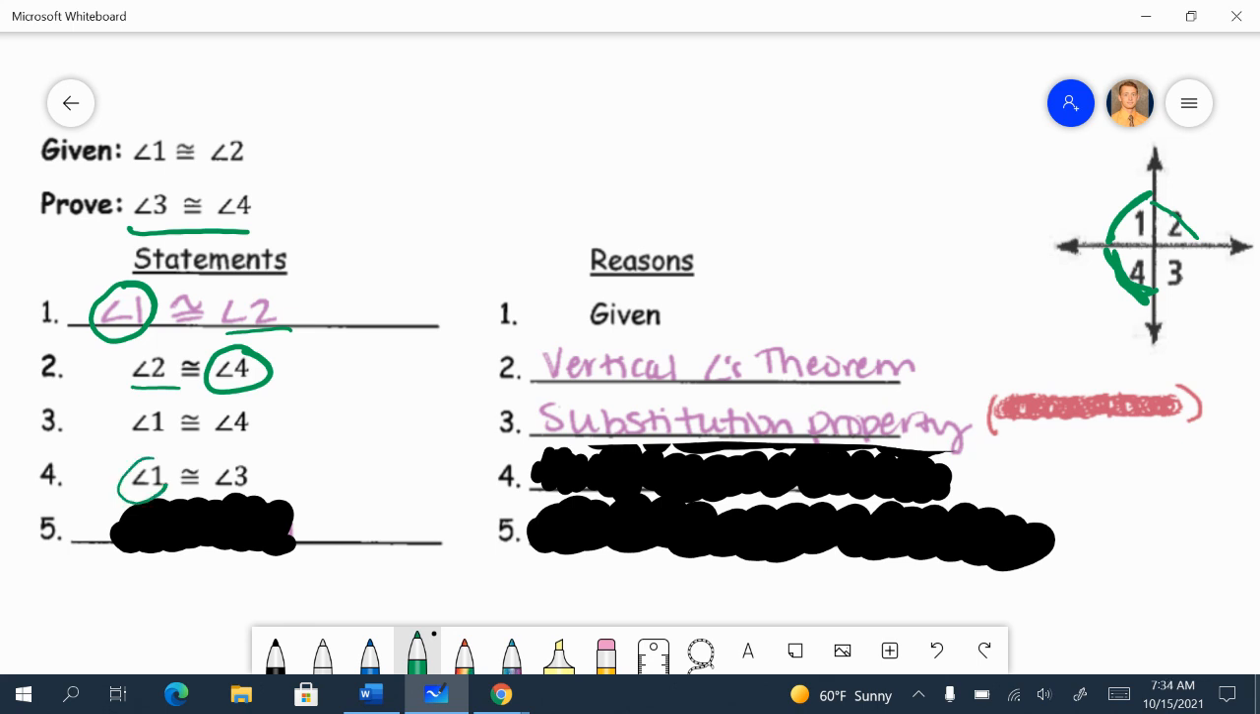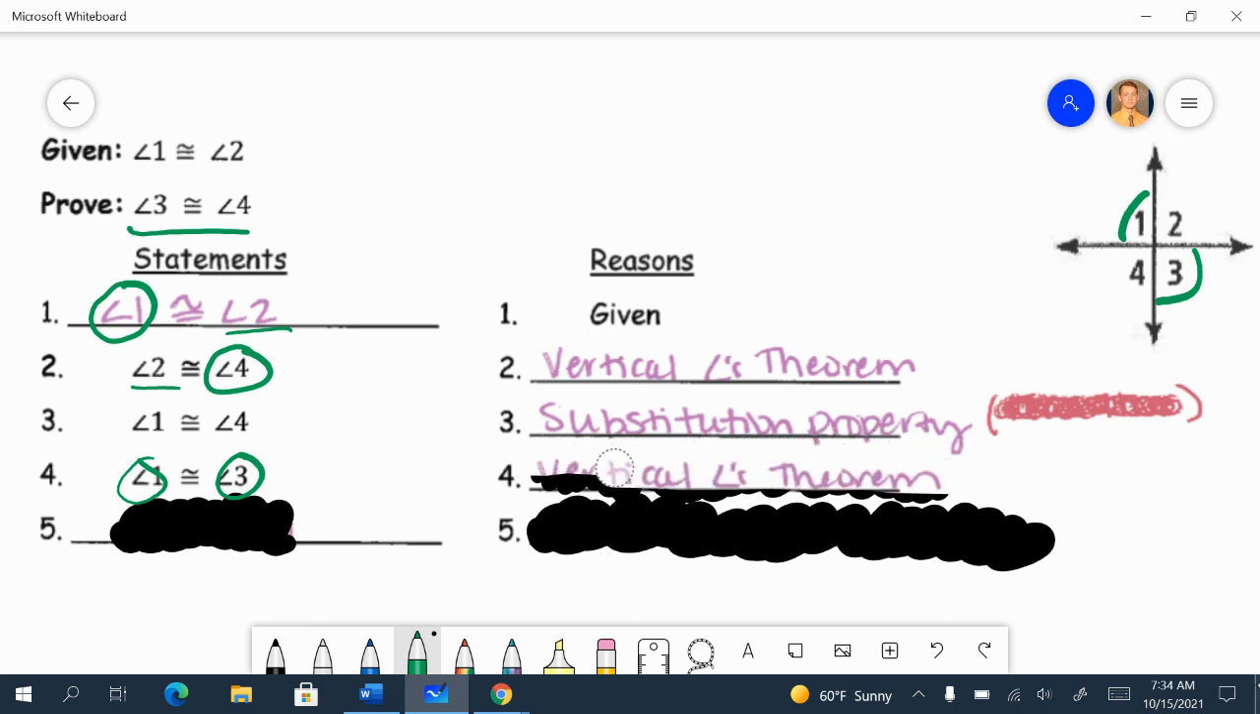Second to last step, number 4 here, 1 is congruent to 3. Looking at our picture, 1 and 3 are vertical angles. I think we're using vertical angles theorem again. That's another way to prove that 1 is congruent to 3. There we go, vertical angles theorem.